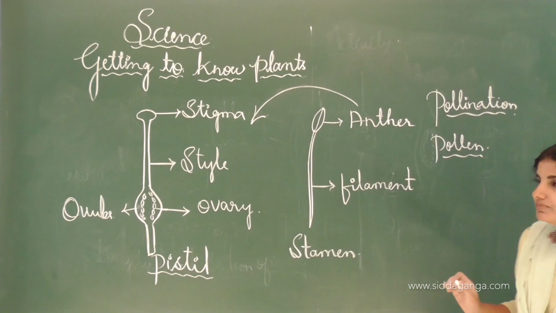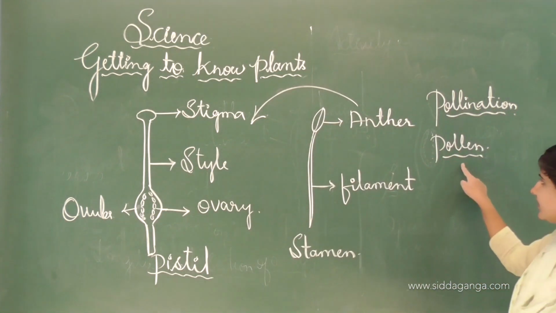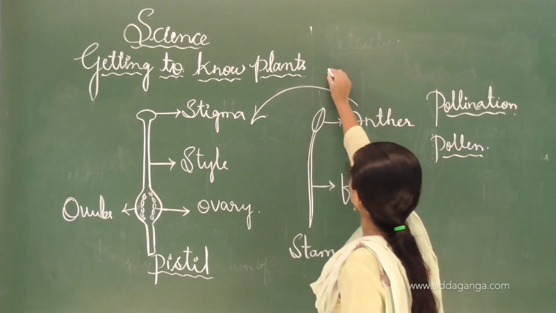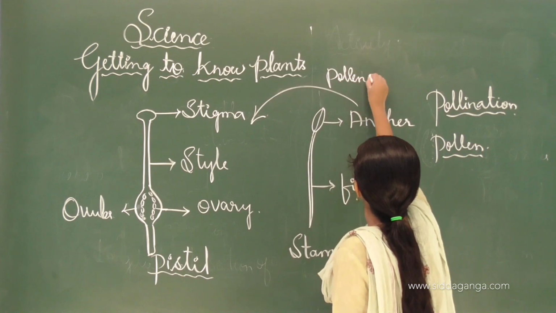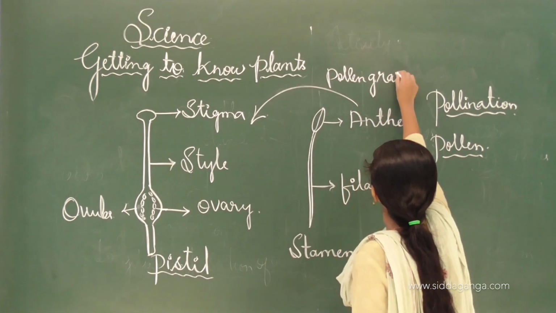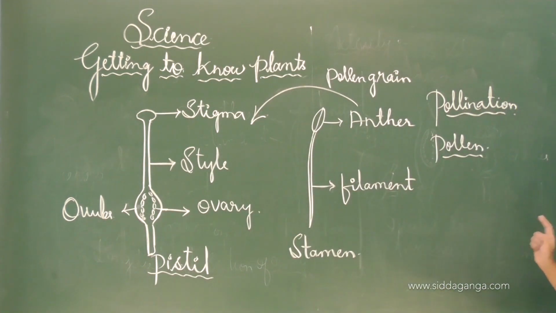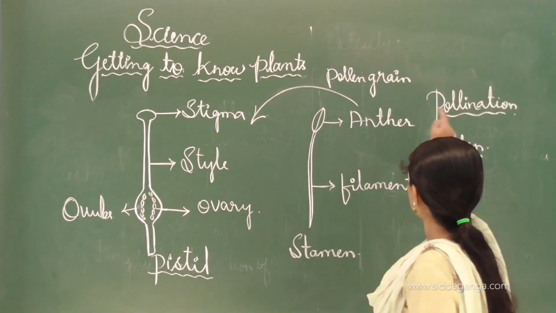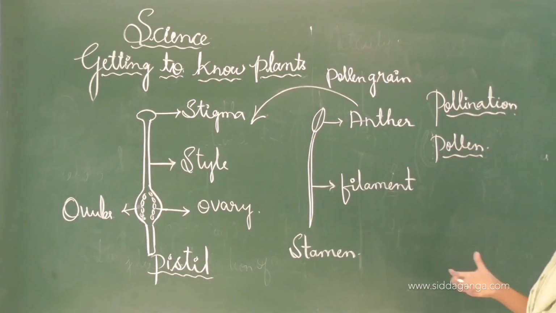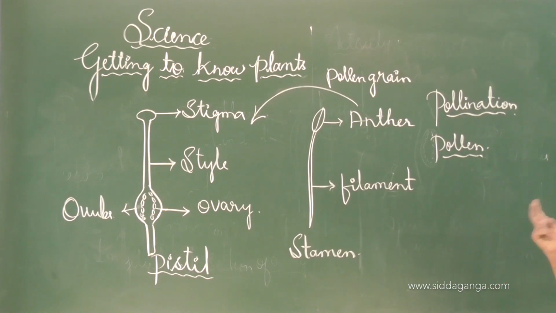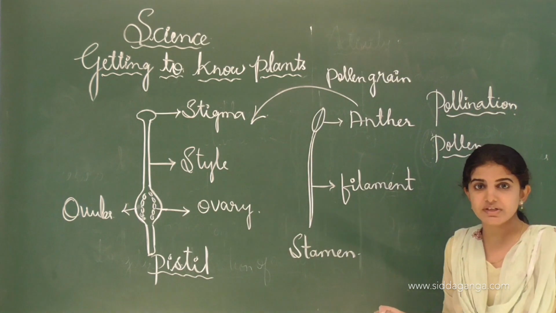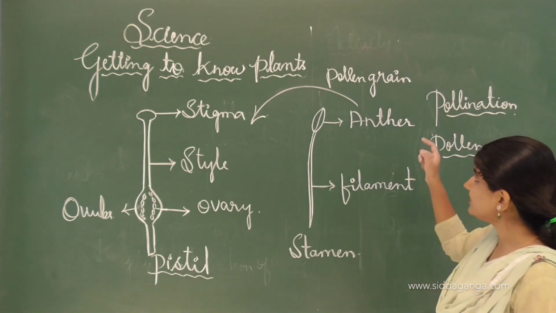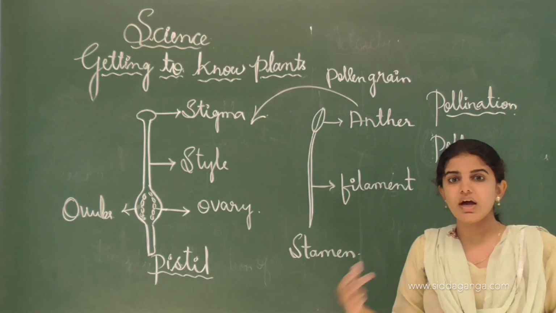Understood? Pollination is nothing but the transfer of pollen grain from anther to the stigma. Pollen or the pollen grains, both are the same. See here, pollination is the transfer of pollen grains from anther to the stigma. These pollen grains will be transported from anther to the stigma by human activity as well as different types of animals, and even insects also transfer the pollen from one flower to another flower.